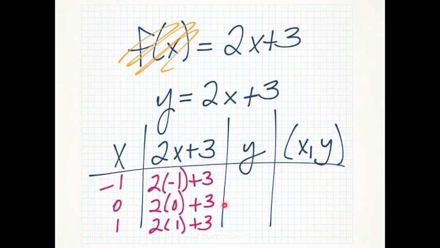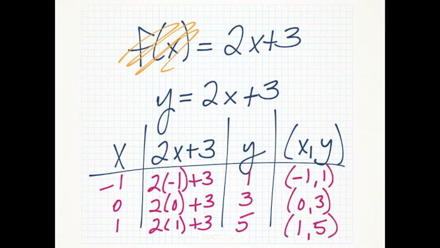Okay, so here this column's been filled in. Here's our output for y. And this final column just puts the numbers together. So negative 1, 1 is our first order pair, 0, 3 is our second order pair, and 1, 5 is our third order pair.